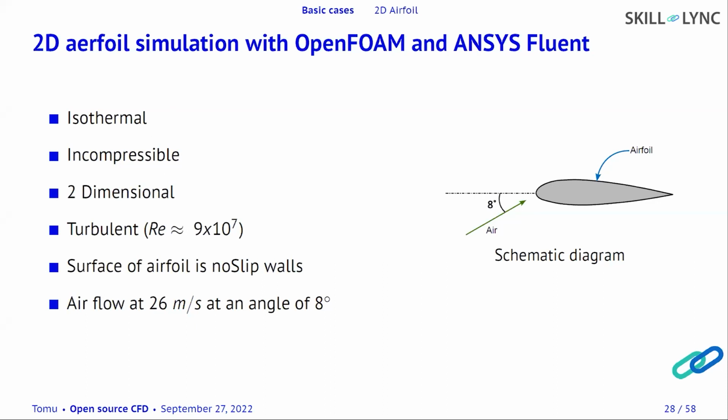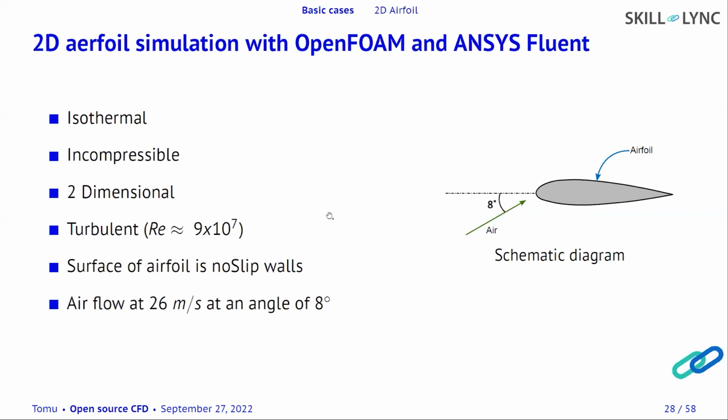If you might have studied Reynolds number, if we find the Reynolds number in this case, it is 9 into 10 raised to 7, which shows that the case is a turbulent case. In the same fashion as before, we are mentioning the surface of the airfoil as no slip. So whatever air particles are there, they would be sticking to the airfoil surface. And here we have given a velocity of 26 meters per second.